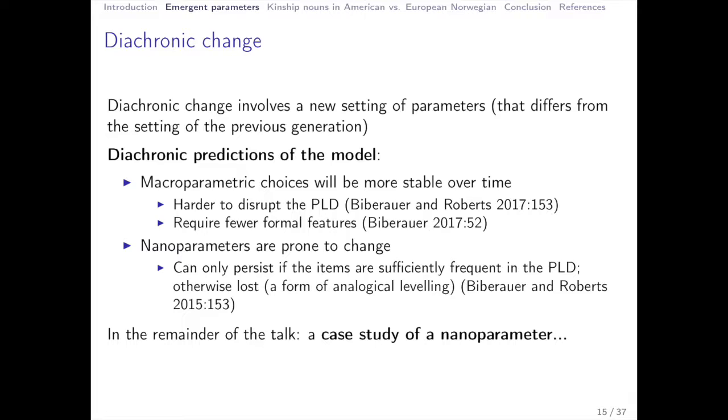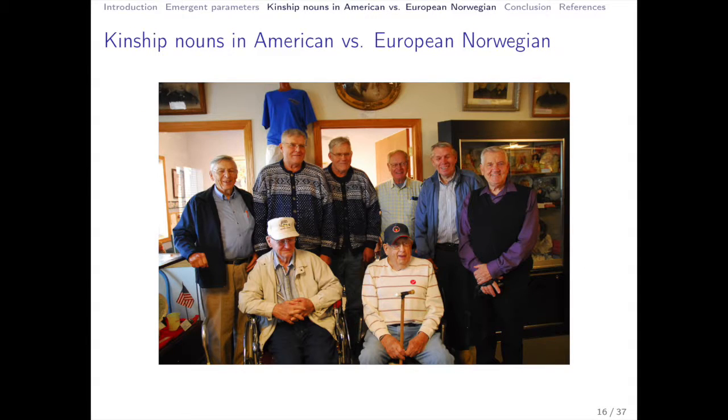Now, in the remainder of this talk, I'm going to discuss a case study of a nanoparameter. We're going to turn to kinship nouns in American and European Norwegian. These are speakers of American Norwegian.